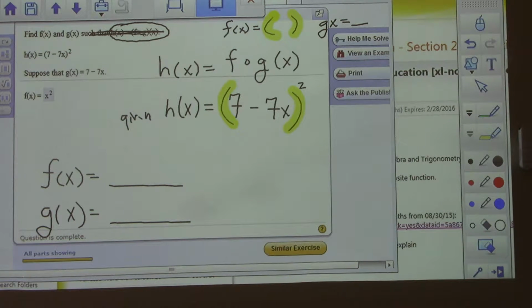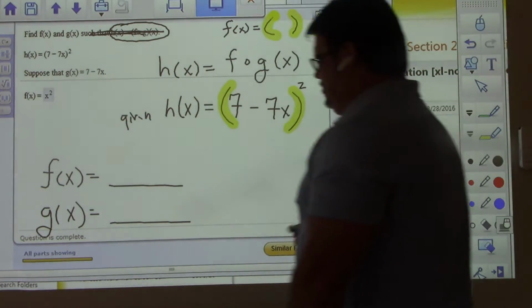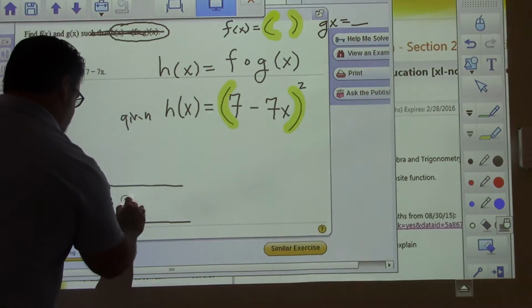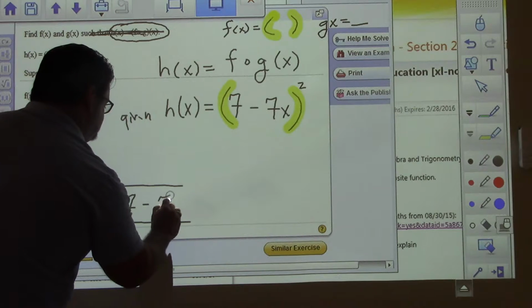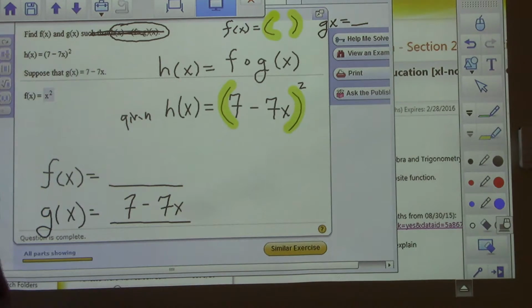Okay, enunciate. Speak up. This was inside the parentheses. Tell me what's inside the parentheses. 7 minus 7x. Okay, what is 7 minus 7x? g of x. Good job. You are so smart. And what is f of x? x squared. Good job.